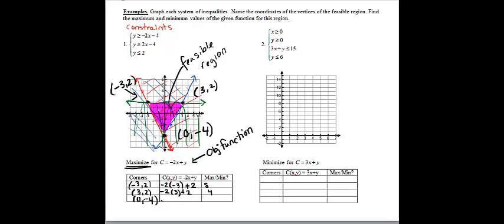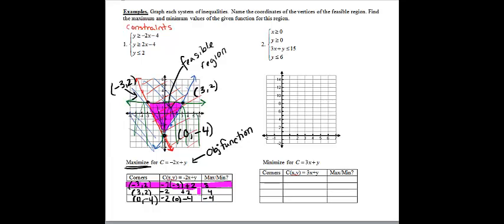And if I substitute in 0 and negative 4, I end up with negative 4. I wanted the maximum, right? Based on these 3 values, my maximum is clearly this top line of 8.